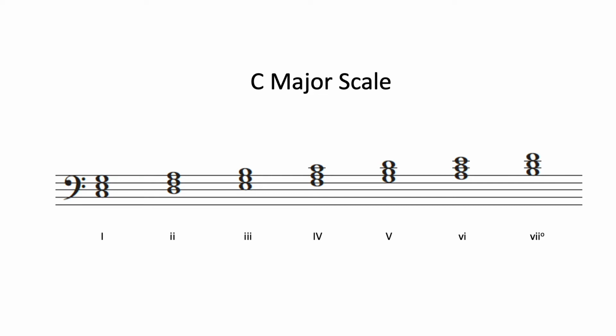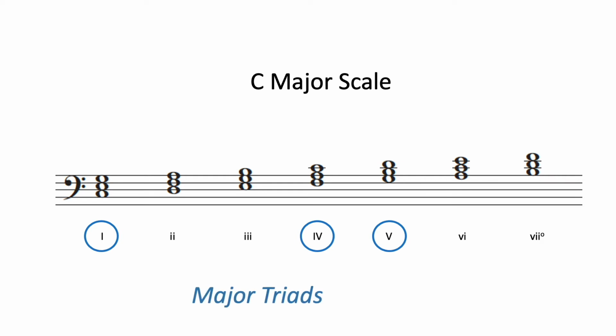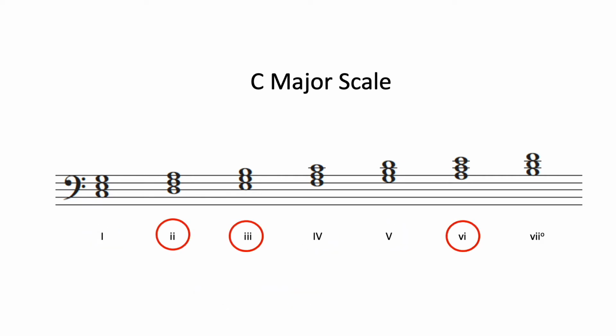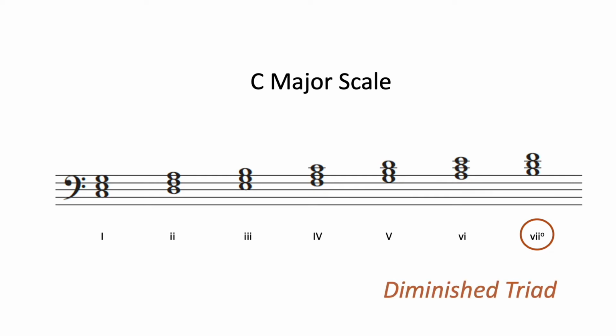Now, if you look really carefully, you'll see that some of these Roman numerals are uppercase and some of these Roman numerals are lowercase. Okay, so the uppercase Roman numerals, which are right over here, 1, 4, and 5, signify major triads. The 2, 3, and 6 are lowercase Roman numerals, and those signify minor triads. Then we have what looks like a minor triad, but with a little circle next to it. That is identified as a diminished triad. So remember, a diminished triad is a minor third with another minor third.